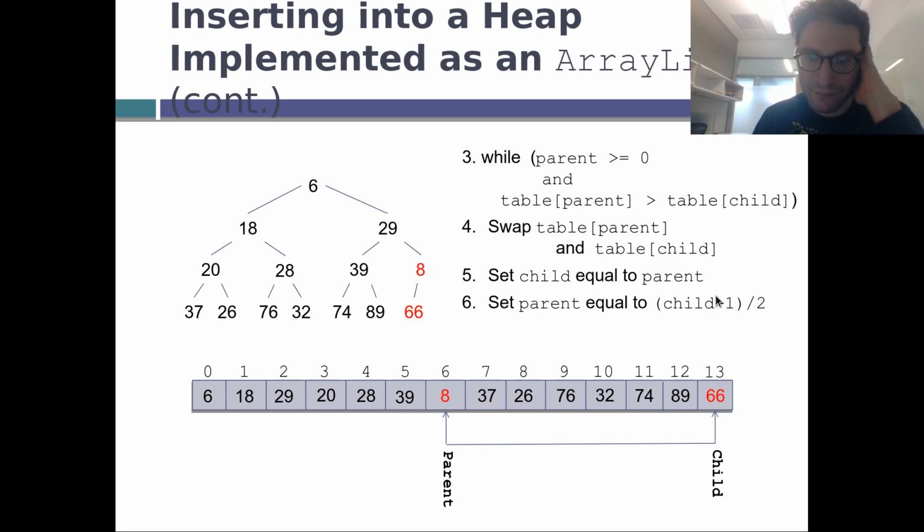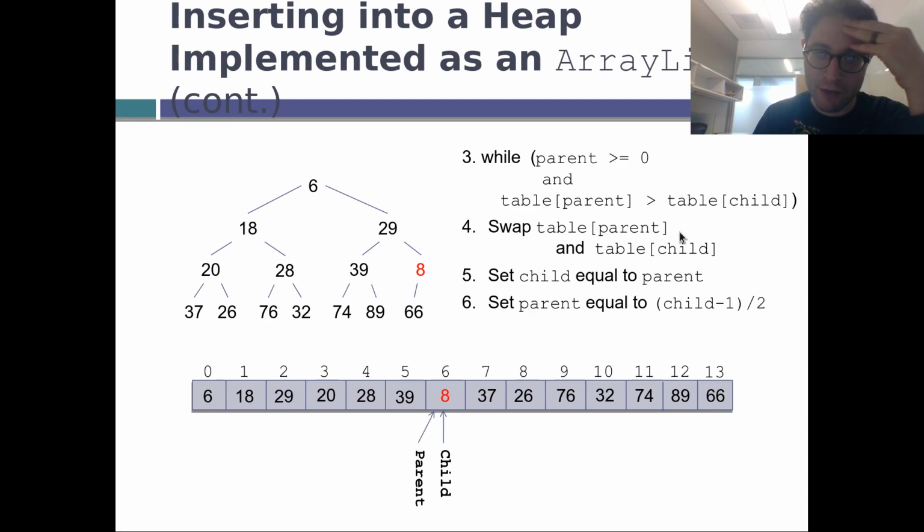So here, I figure out what my parent is. My parent is at index 6 because it's (13 minus 1) divided by 2. So my parent's at index 6. I swap with my parent because my parent's bigger than me.